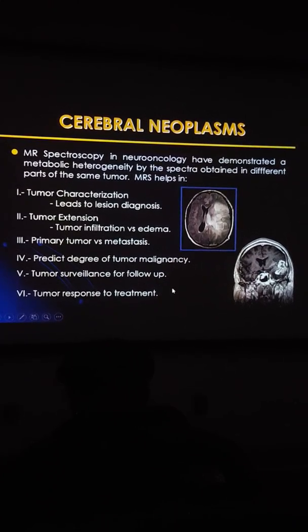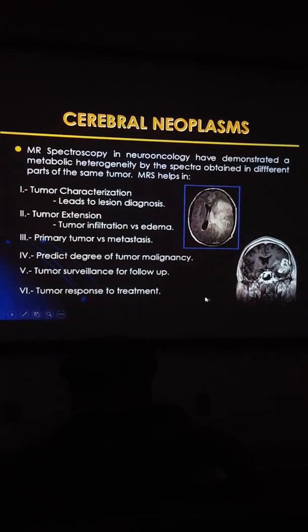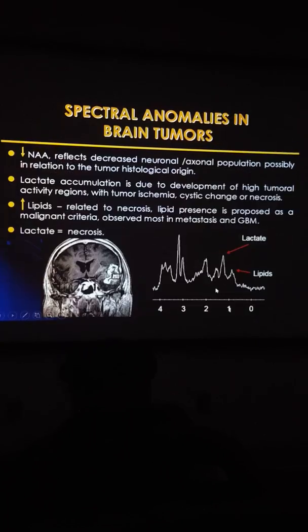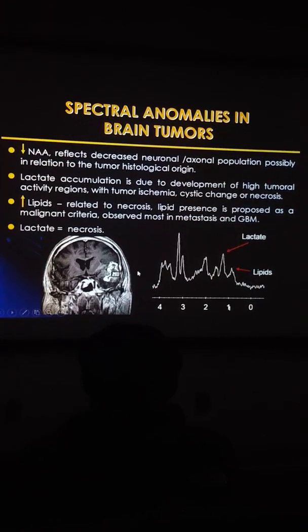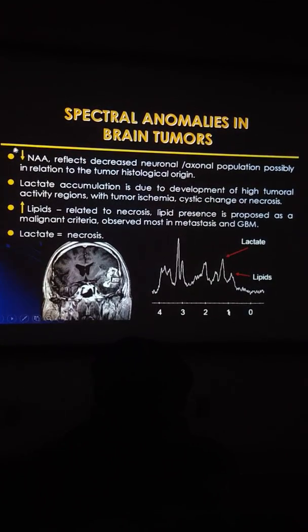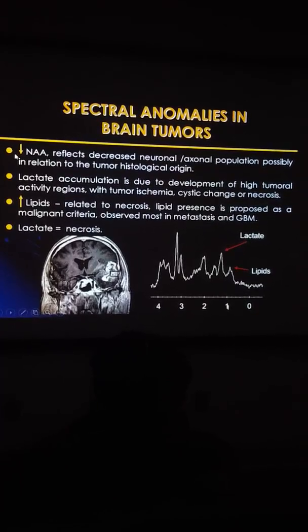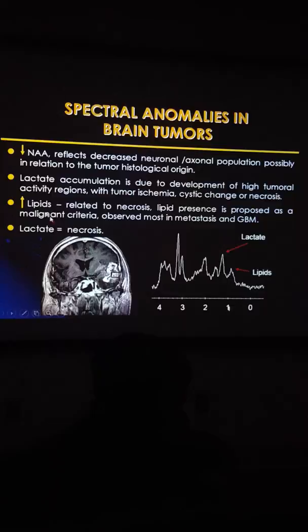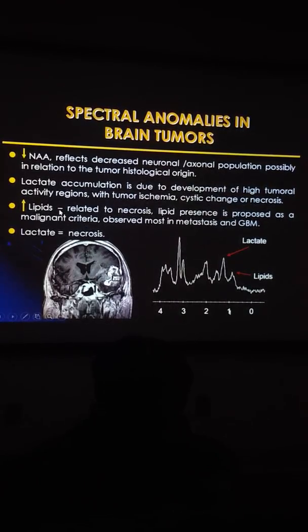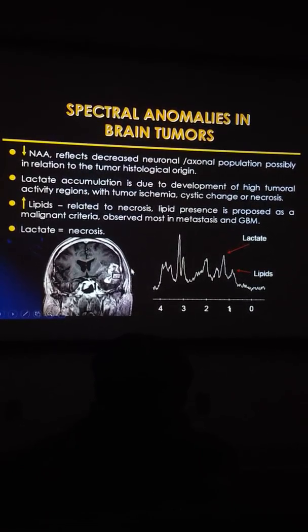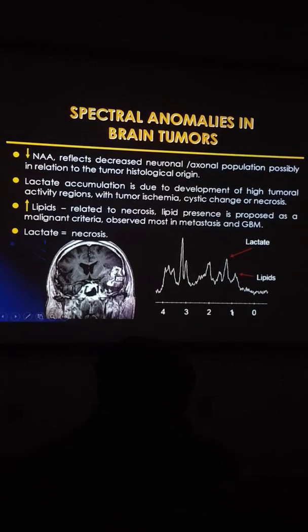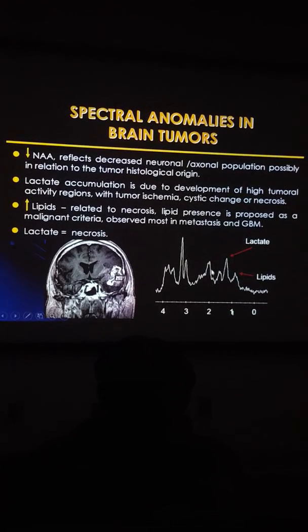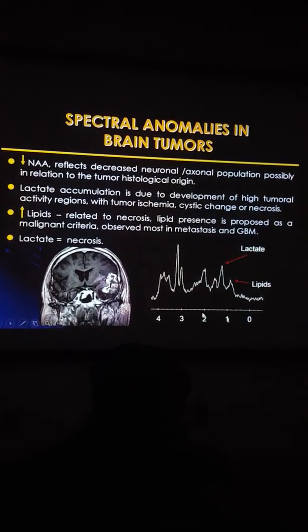Follow-up of treatment response for tumor surveillance. So what we look for is the decrease in N-acetylaspartate, accumulation of lactate, elevation of lipids. This is all going to correlate with the degree of aggressive behavior of the tumor. And again, you're going to be looking for the N-acetylaspartate at 2.